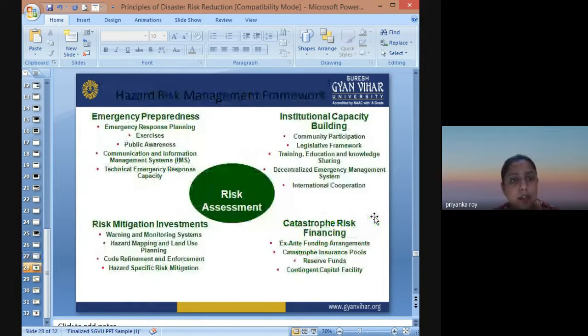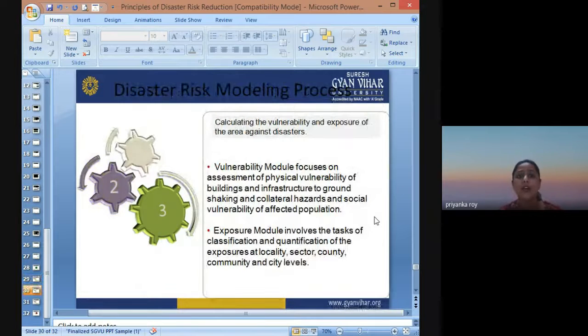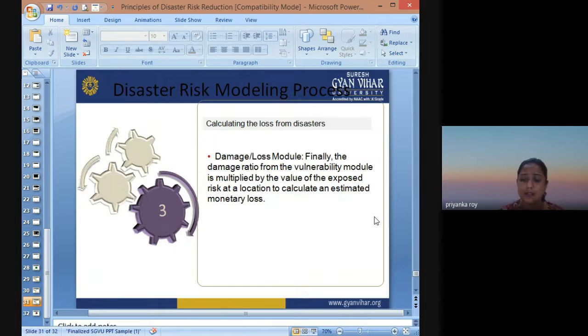So the hazard risk management framework, incorporating emergency preparedness, institutional capacity building, catastrophic risk financing, and risk management instruments, is implemented here. The disaster risk modeling process will calculate the hazard coefficient for the stochastic events that are generated. Then it calculates the vulnerability and exposure of the areas against the disaster. Thirdly, we will calculate the losses of the disasters.